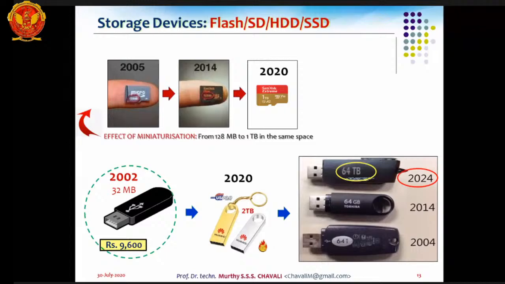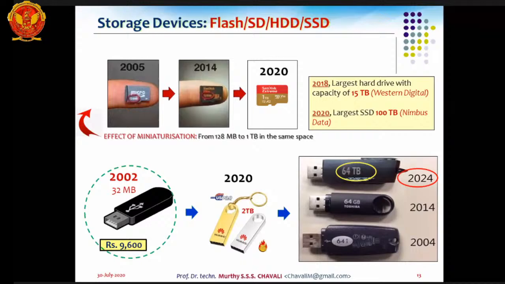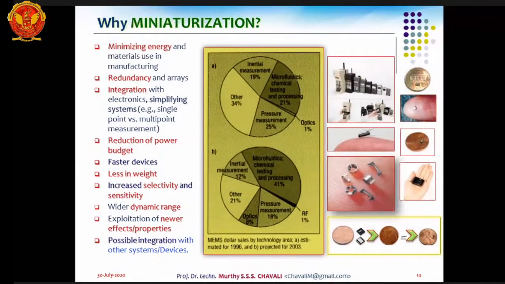And if you take SD cards, the same size in 2005 hosted 128 MB, and in 2014 it went up to 1 TB, and in 2020 it is still 1 TB with the same size and same space. As of now, if you talk about HDD, it already crossed 15 terabytes in 2018, and as far as SSD is concerned, it crossed 100 TB in 2020 by Nimbus Data. These are astonishing examples where nanotechnology can do amazing things in reducing the size while at the same time increasing the capacity.